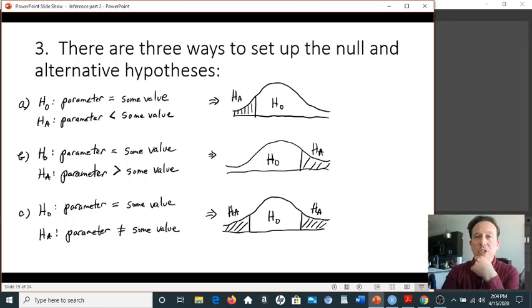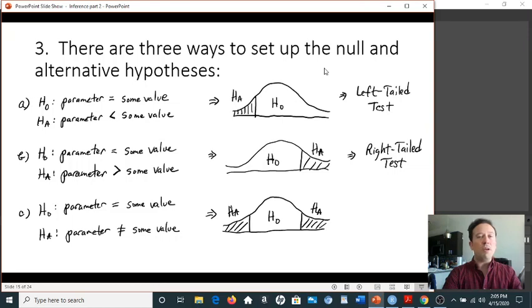Now we give each of these a specific name because this type of sets of hypotheses creates what we call different types of tests. So the first one's called a left tail test because remember that we're trying to test whether or not to support the alternative hypothesis. Because the hypothesis is in the left tail, we call it a left tail test. And then the second one would be a right tail test, and the last one's a two tail test.